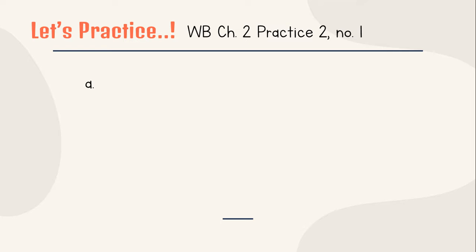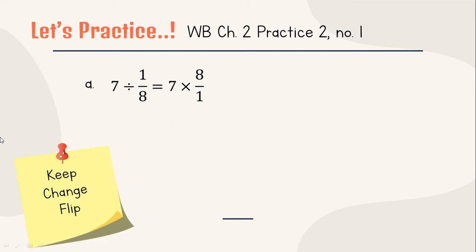Please look at your workbook, chapter 2, practice 2, number 1a. We're going to discuss it together before you do it on your own. So 7 divided by 1 per 8, and in your book you will have 7 times 8 per 1. It helps you for the first one, for the starter. So keep, change, flip. After that, 7 times 8 per 1 equals 56. Remember, this per 1, we do not need to think about it. It's just considered as that number itself.